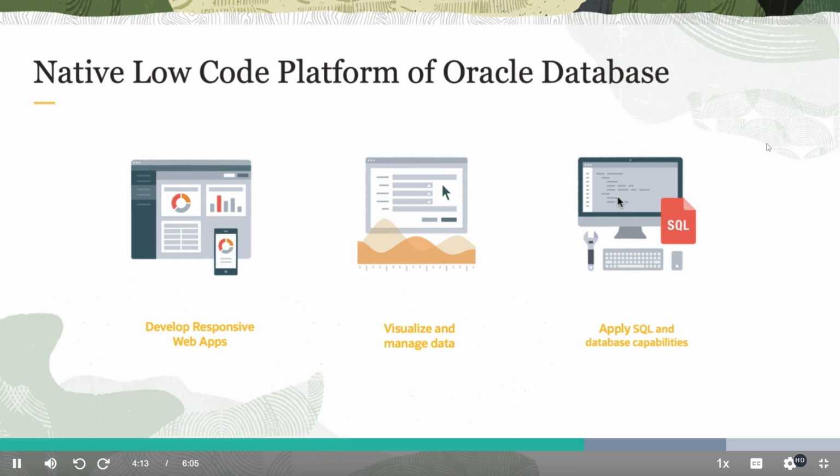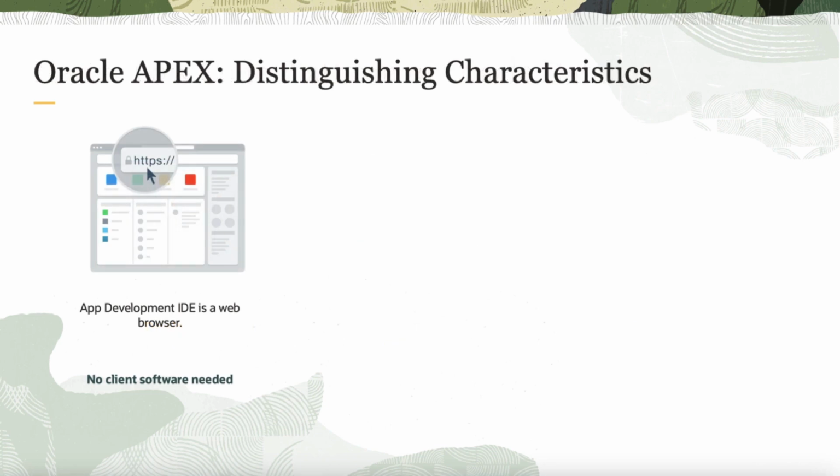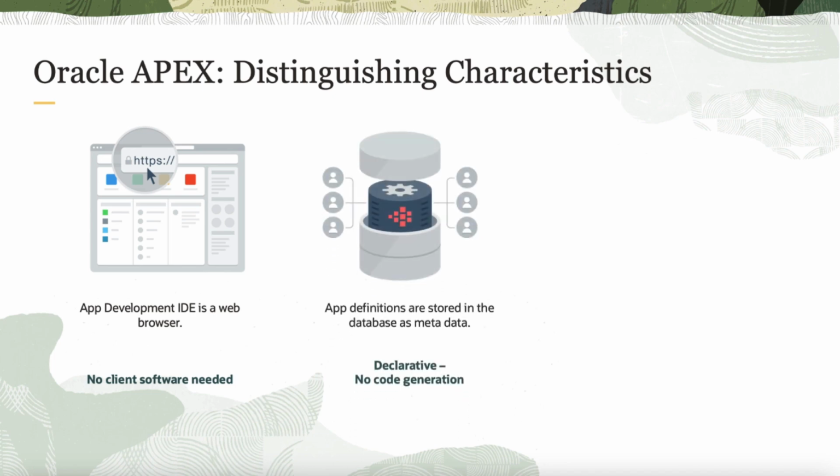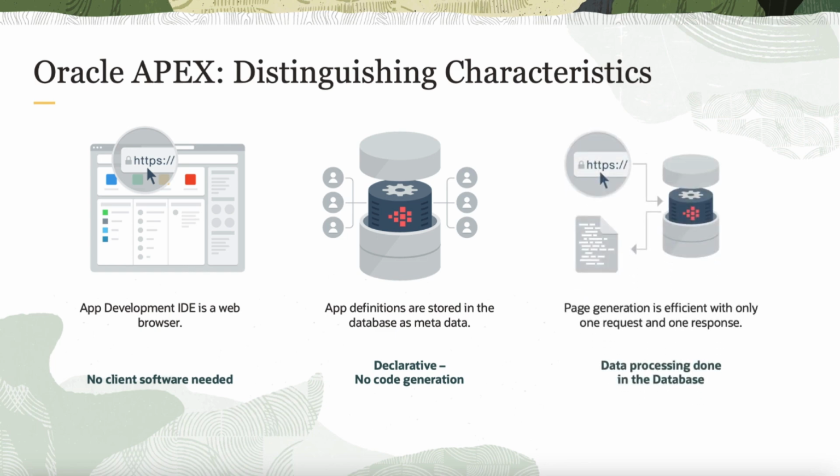So, what are the distinguishing characteristics of Oracle Apex? With Oracle Apex, the application development environment is in a web browser, and you do not need any client software. Application definitions are stored in the database as metadata. It's all declarative application development, and there is no code generation. Page generation is efficient with only one request and one response, and data processing is done in the database.